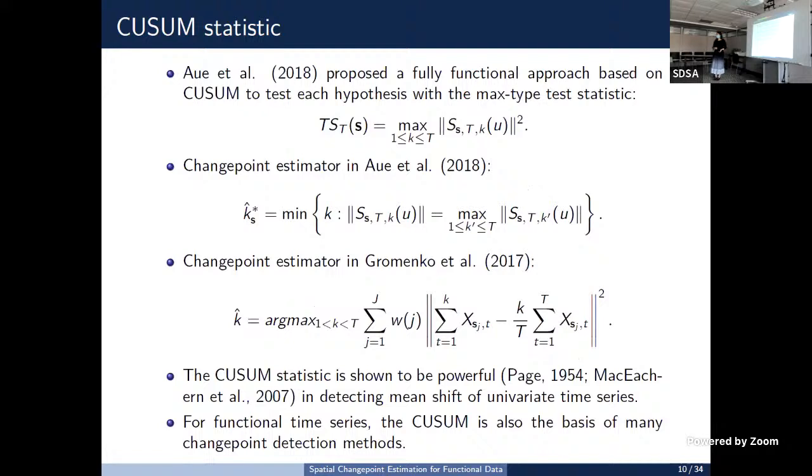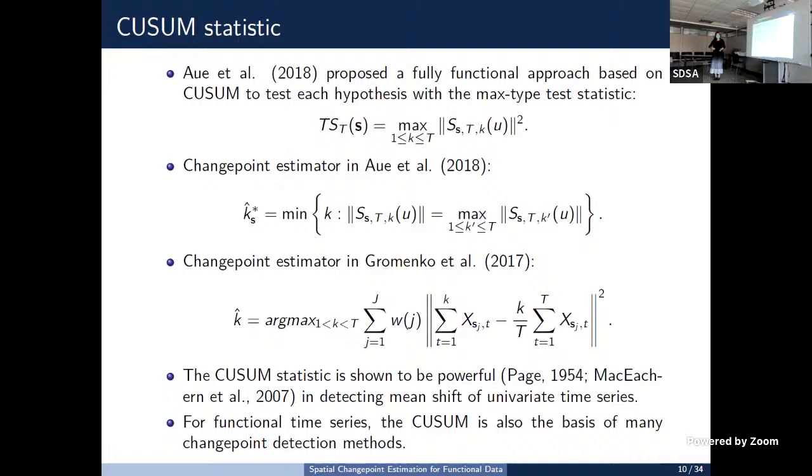Why is this Q-sum so important? In Oz's paper, which I just mentioned, they didn't consider spatial correlation. Their method is based on a test statistic like this. This is the functional Q-sum from the previous slide. They take the L2 norm with a square and find where it gets the maximum. So their estimator is where the Q-sum based process gets the maximum. They also take a minimum here to find the earliest time it gets the peak. In Gramenko's paper, the method shares a common break time for all locations. It is slightly different because they have some weights to respect the spatial correlation. But we can see the form is still similar to the Q-sum process.